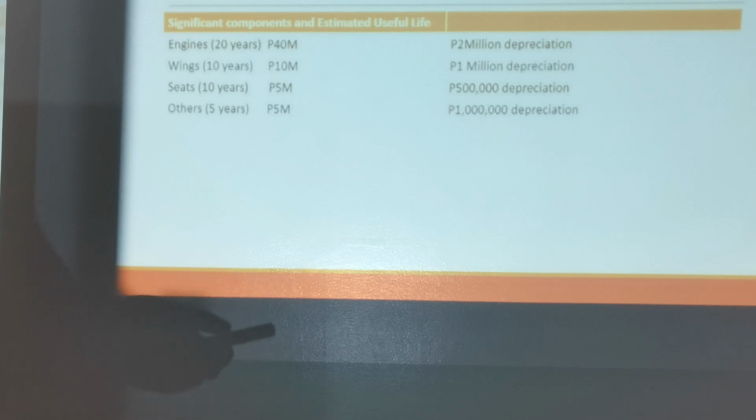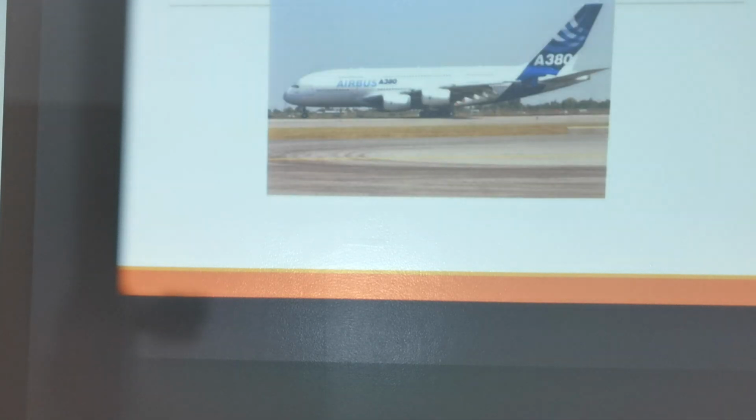So the total depreciation for the aircraft is how much? 2 plus 1 is 3, plus another 1 is 4, plus 500,000, that's 4.5 million. That is component depreciation. Okay? Now, let's go to the next one.